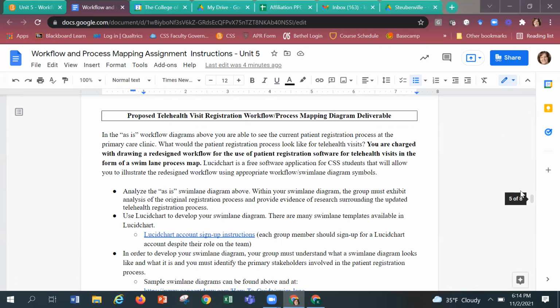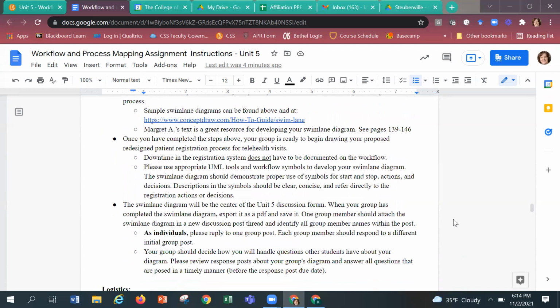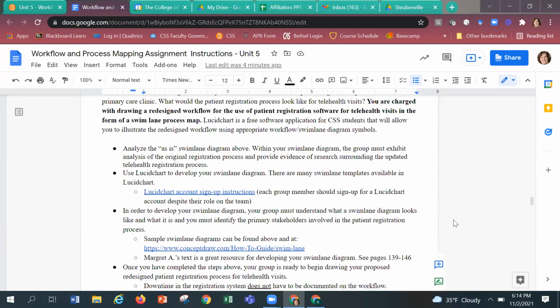There are tons of examples out there online, but there are also examples in the Oaks and Waters textbook as well, okay? So again, I want you to use Lucidchart. This is, again, a free application for CSS students that will allow you to illustrate the redesigned workflow using appropriate workflow and swim lane diagram symbols.